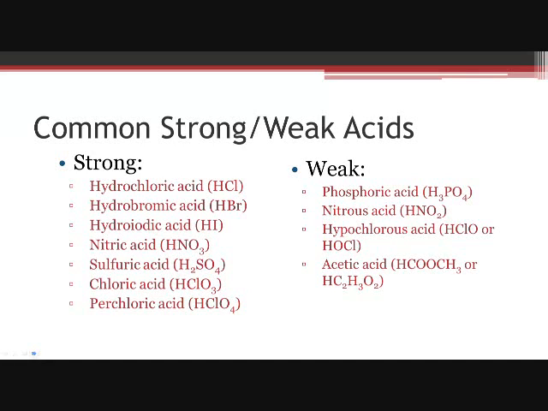And then these are just some examples of weak acids. There's a whole lot more, but like phosphoric acid, nitrous acid, which contains the nitrite ion, hypochlorous, and acetic acid. I put that in 2 different ways because there are multiple ways to show that. In Chemistry 1, we learned it as HC2H3O2, with the acetate ion. We wrote it like that.